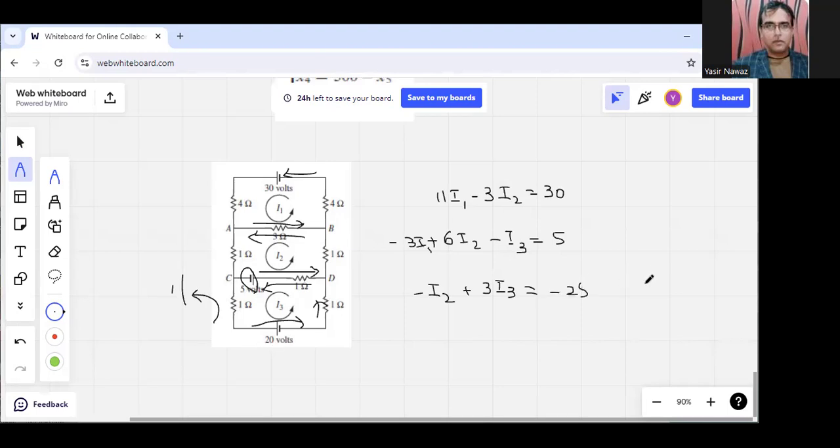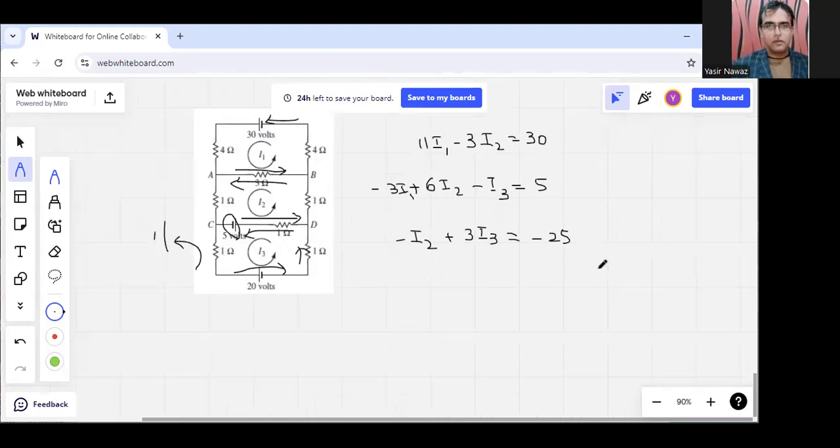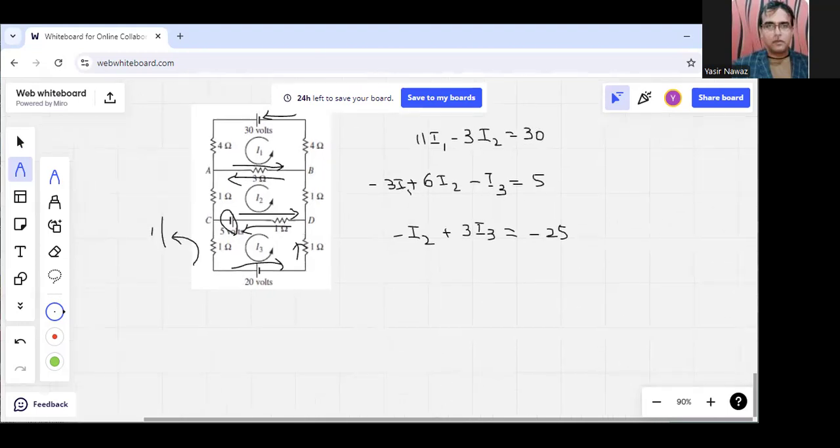So these are the three equations and three variables. You can solve these three equations and then try to find the values of I1, I2, and I3. So using the echelon matrix form, you can solve it and then you can find its solution.